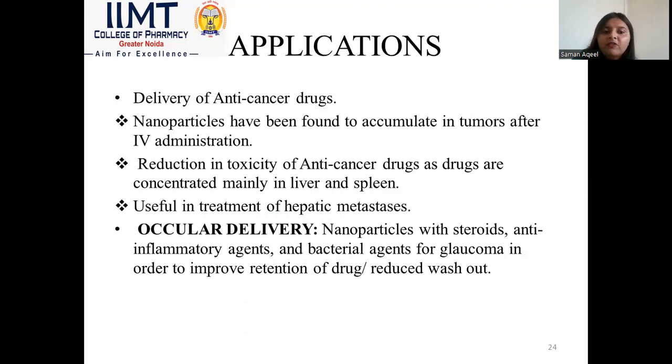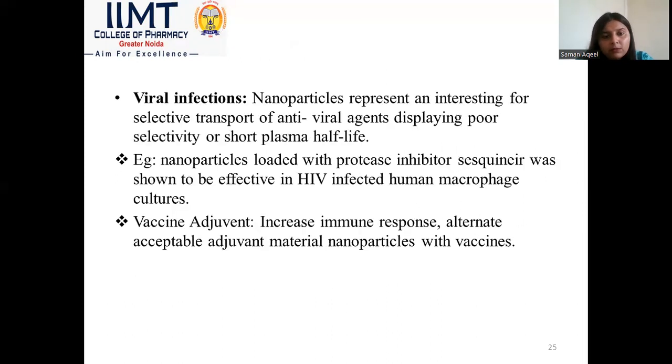Here comes the application of nanoparticles. Delivery of anti-cancer drugs: nanoparticles have been found to accumulate in tumors after IV administration. There is a reduction in toxicity of anti-cancer drugs, as drugs are concentrated mainly in the liver and spleen. So this is useful in the treatment of hepatic metastasis. Ocular delivery: nanoparticles with steroids, anti-inflammatory agents, and antibacterial agents for glaucoma, in order to improve retention of the drug or reduce washout.